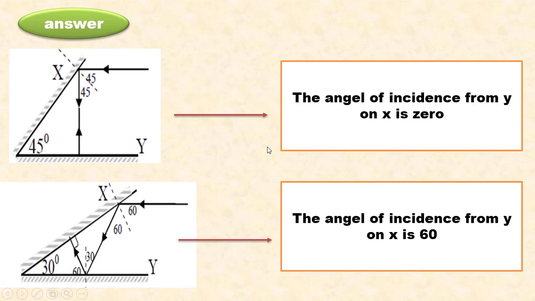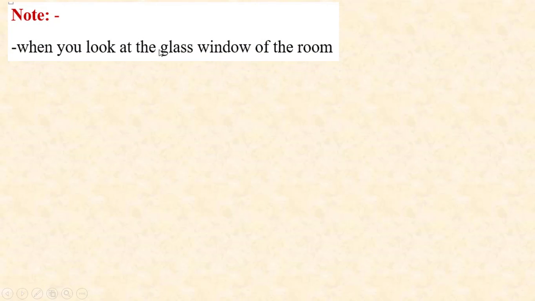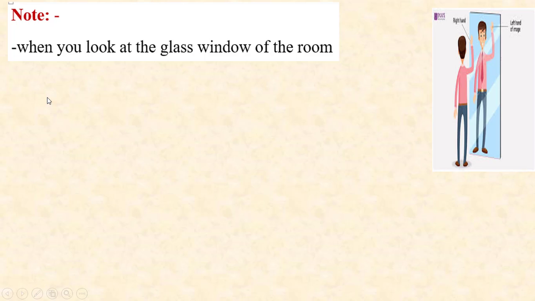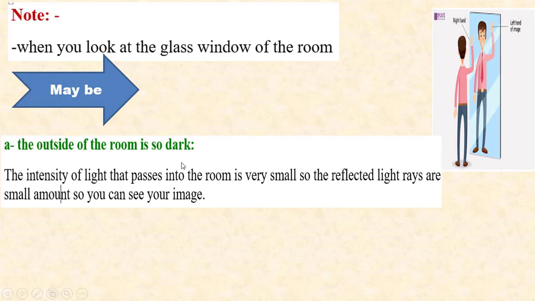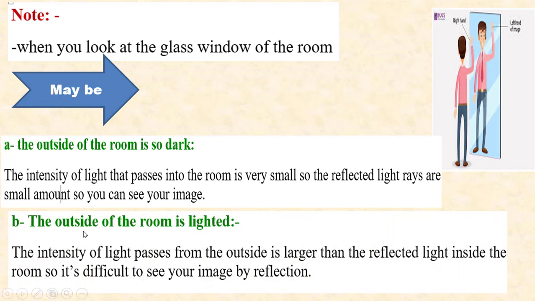Another point. Note when you look at the glass window of a room, what happens? Number 1, maybe outside the room is dark, as it's night. The intensity of light that passes into the room from outside is very small, so the reflected light rays are a large enough amount that you can see your image. While if the outside of the room is lit, as it's daytime, the intensity of light passing from outside is larger than the reflected light from inside, so it's difficult to see your image by reflection.